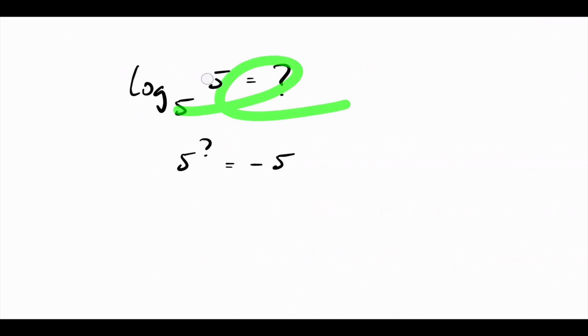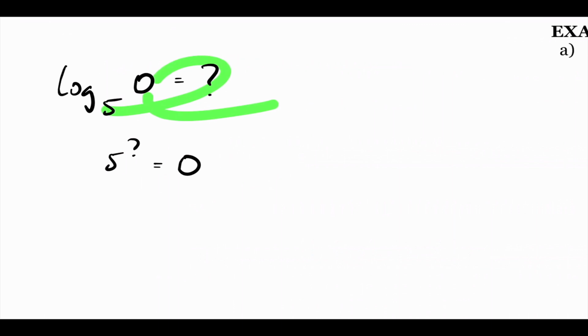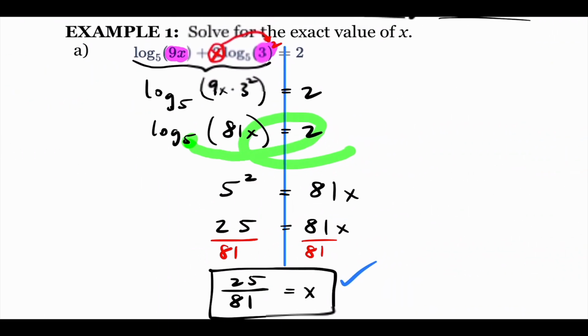Same thing with 0. If I were to put 0 here, what power would make 5 into 0? There is no power. I could make it into a 1, but that's as small as I can make it. I can make it into a 1, but I can't make it into a 0. So this guy right here can't be a negative, can't be 0. That's why, because it doesn't work with logs.